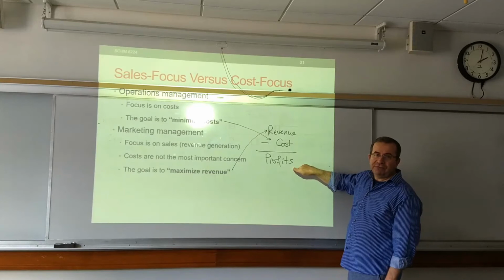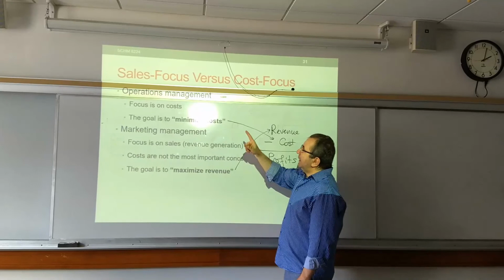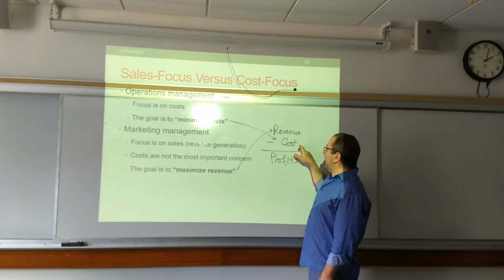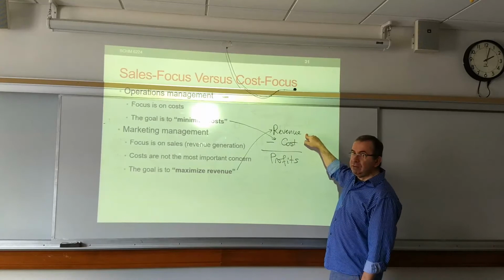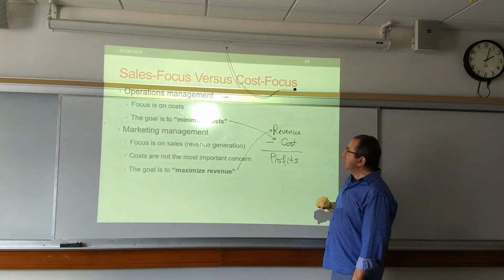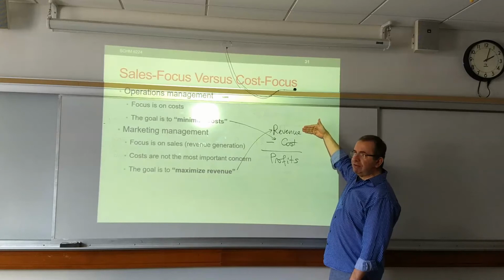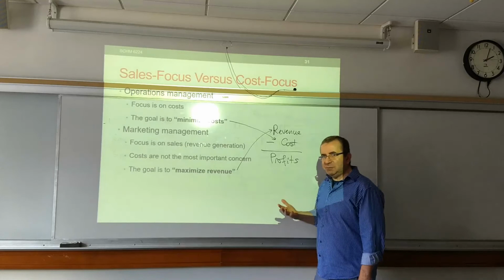Why is it like this? Because operations cannot control sales, so they have a more direct control on costs, so they focus on costs, and sales and marketing has a more direct control on revenue, so they focus on revenues, okay? So in order to maximize your profits, you want to increase your revenues as much as possible and reduce your costs as much as possible.